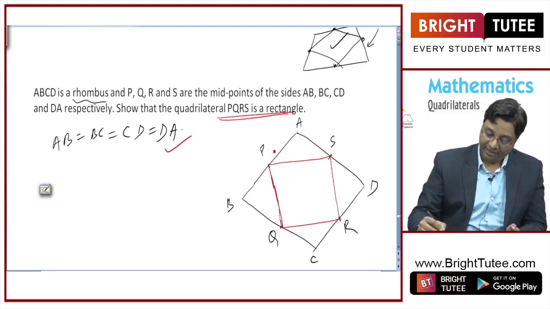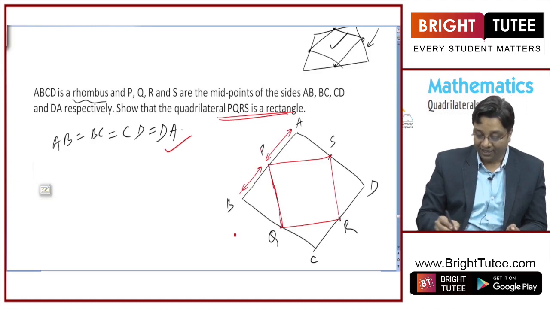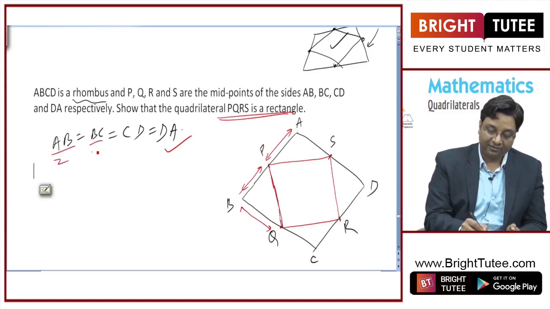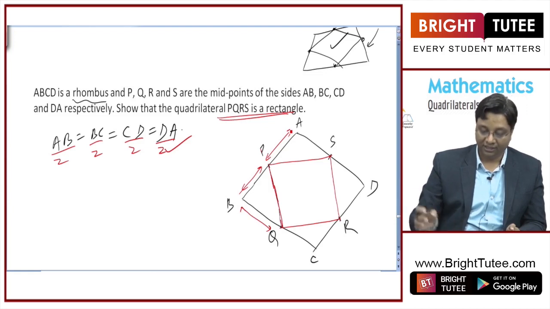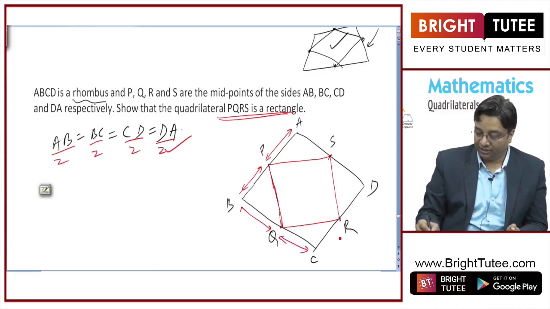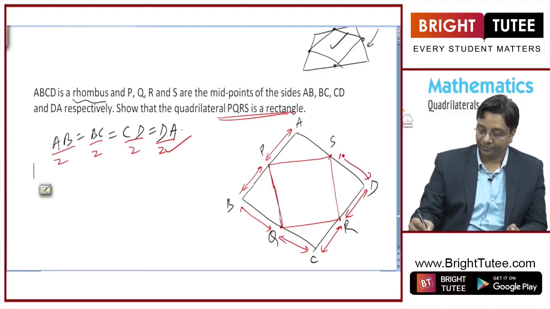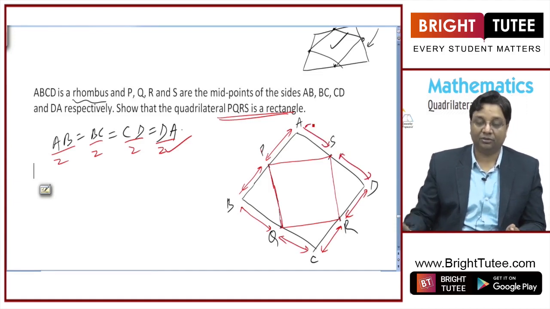So AP will be equal to PB and it will be equal to BQ also, because if I take their halves, they will also be equal, right? AP is half of AB, BQ is half of BC. So all these segments are equal to each other, right? These segments are also equal.